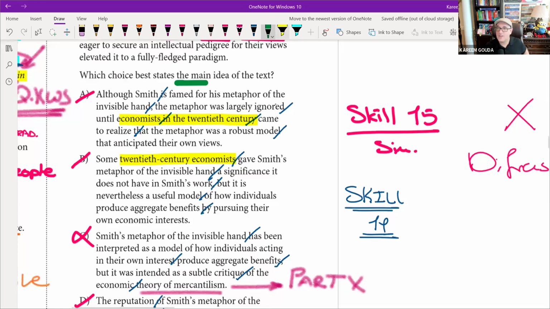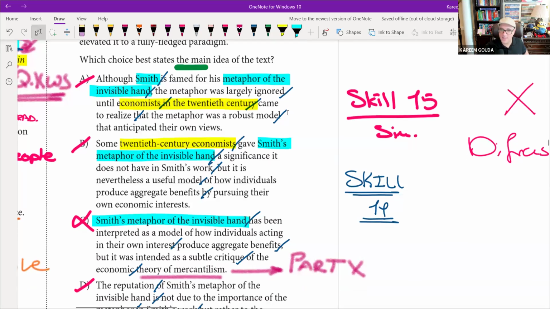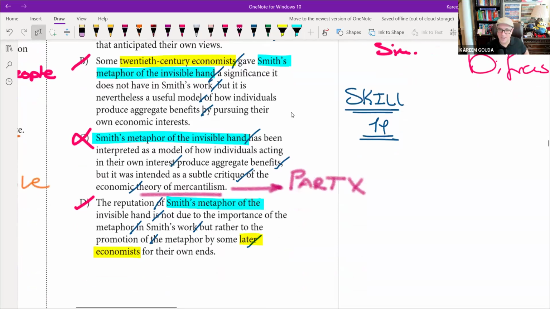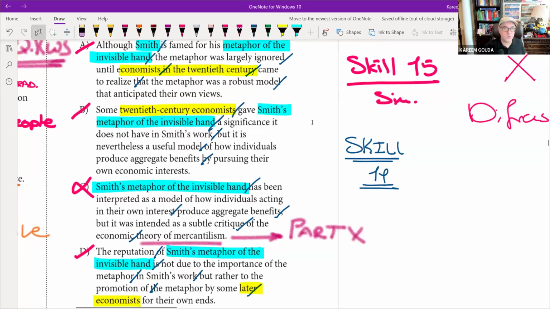Realize, guys, that all of the answer choices talk about Smith's metaphor of the invisible hand. Now, since the same metaphor is in all answer choices, we can't really say that one of them is better than the other because they all have it. But you can try to focus on the difference between what we are saying about Smith's metaphor of the invisible hand in each of the answer choices, and this can be a clue. So let's take a look.